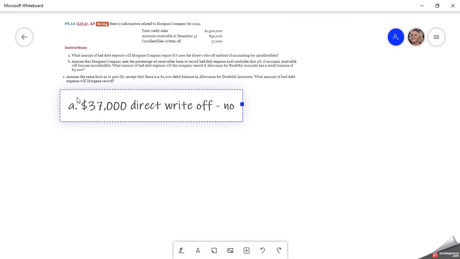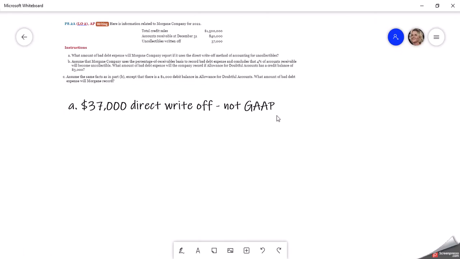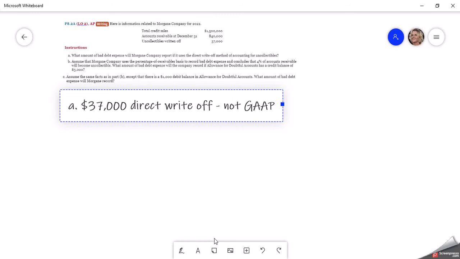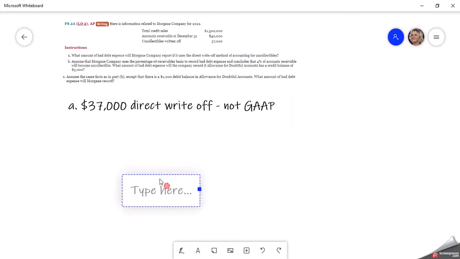But this is not GAAP. So we really are not going to follow that. But that would be what it would be. Okay, then if we move on to what is GAAP, that is B.